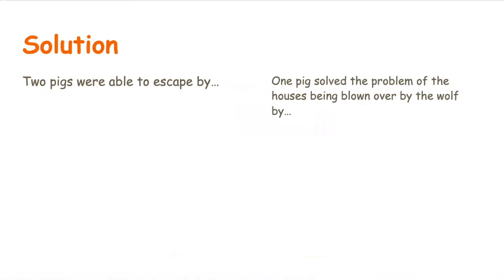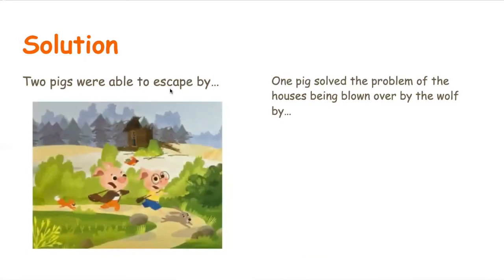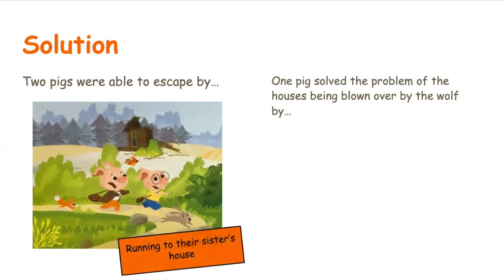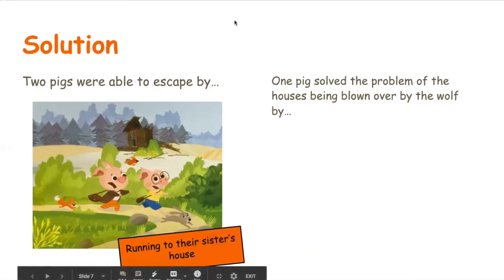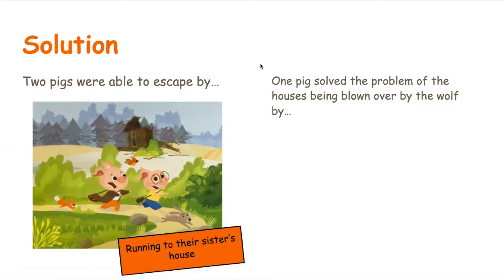So, how did the characters, the pigs, solve the problem? Well, there were two solutions, two ways to solve the problem. So, one of the problems was escaping the big bad wolf. So, two pigs were able to escape by, what are they doing in this picture? Doesn't look like they're walking. It looks like they are running to their sister's house, because in the background we see that house of sticks, so they must be running to the house of stone or bricks.